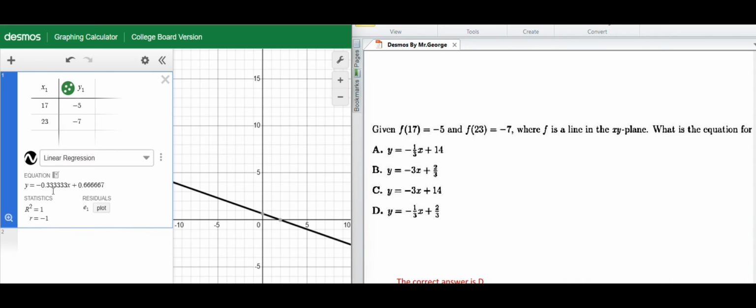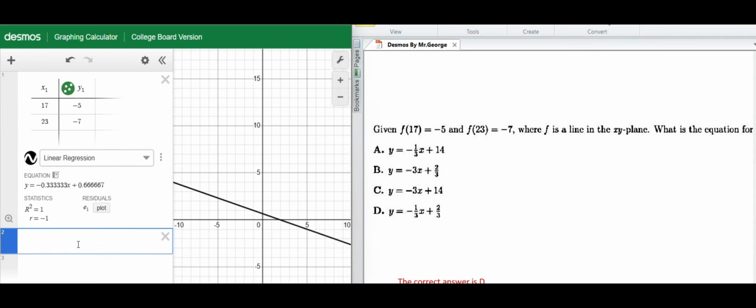It's going to give us -0.3 repeating plus 0.6 repeating, and that would be choice D from over here because -1/3 is 0.3 repeating. And you can also use the tab down here to find the decimal form for the fraction form over here. So choice D is the correct answer.